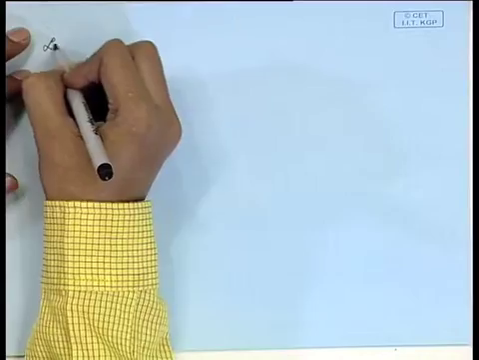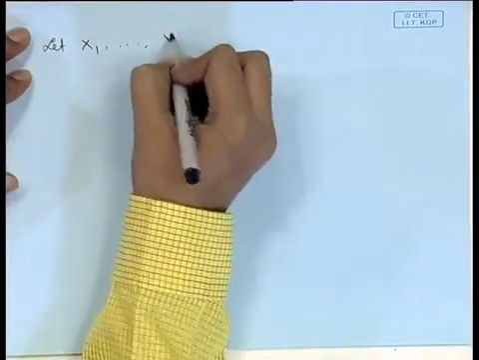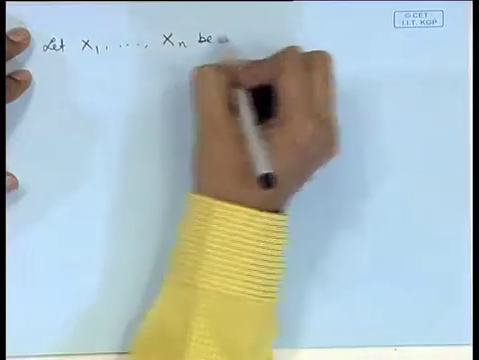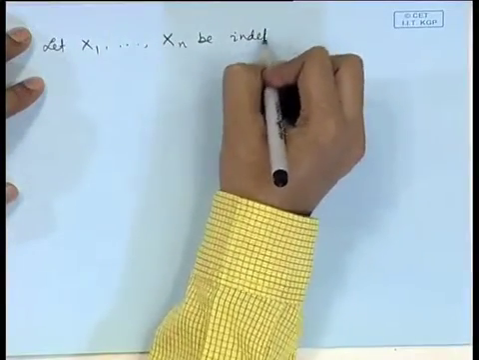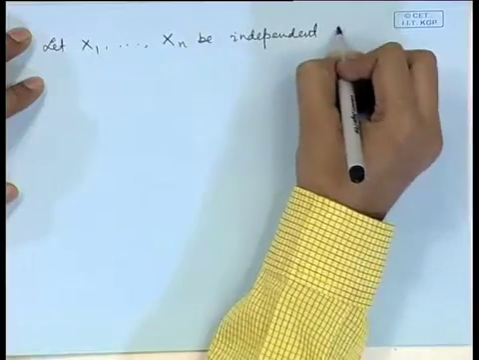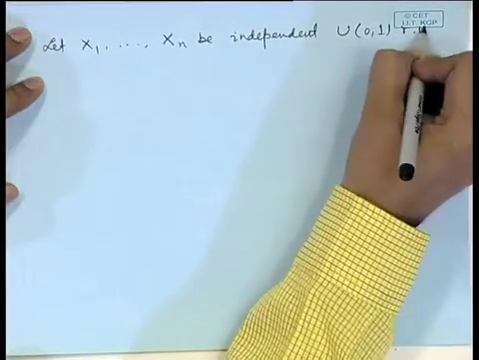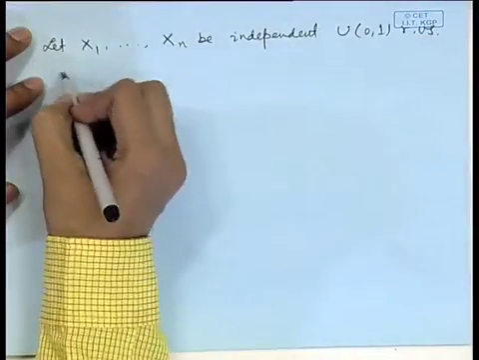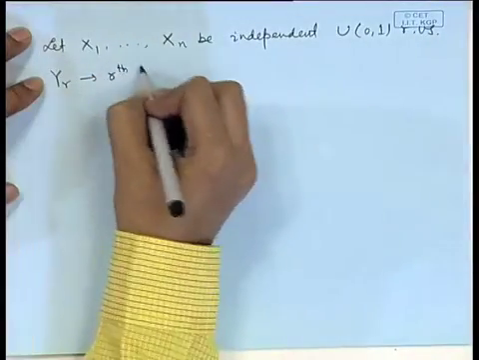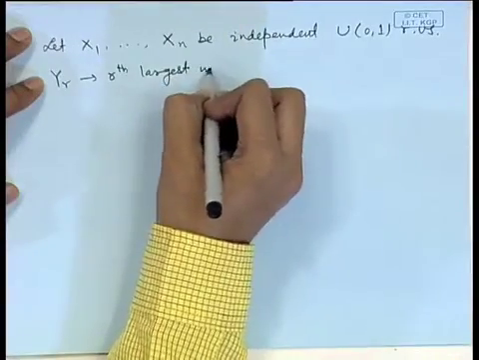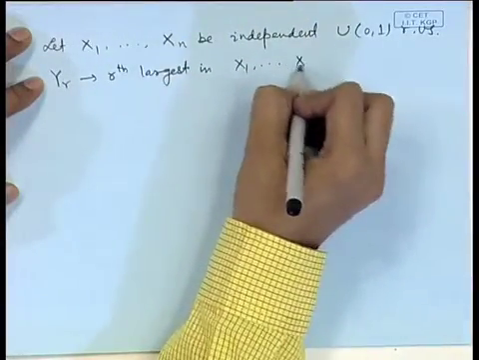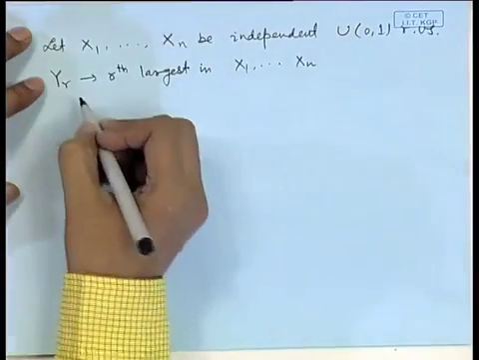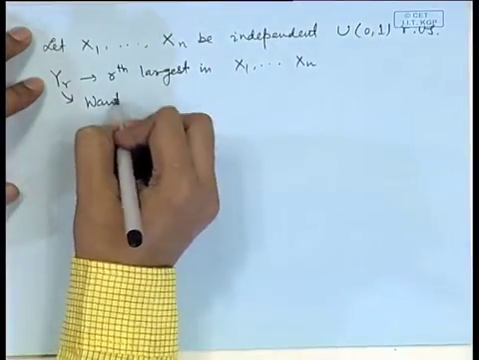Here we give one derivation of beta distribution based on sampling from a uniform distribution. Let x 1, x 2, x n be independent uniform 0 1 random variables. Let us consider y r as the rth largest in x 1, x 2, x n. What is the distribution of y r?